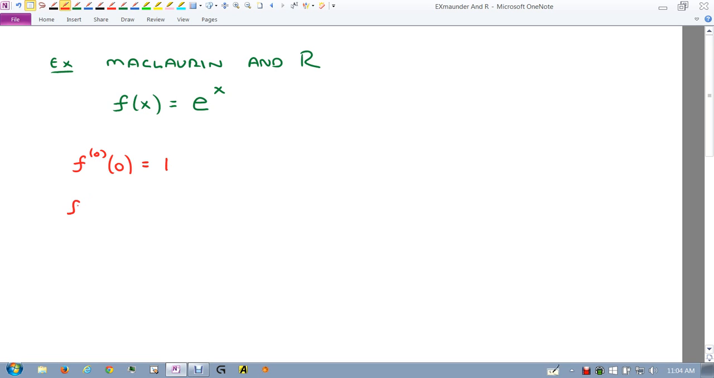First derivative, plug 0 in. Well, the derivative of e to the x is itself, so plug 0 into e to the x again, you get 1. So all of them are 1, aren't they? They're all 1s. Which should make writing out this series pretty easy. f of x, e to the x, should be able to be written as the sum from n equals 0 to infinity of the nth derivative at 0 divided by n factorial times x to the n.